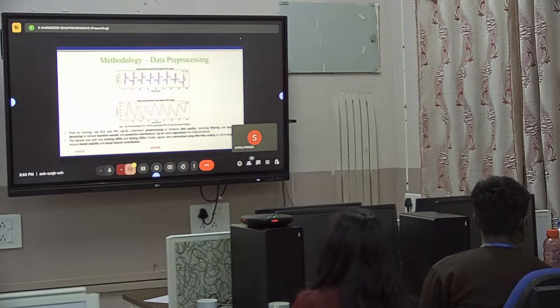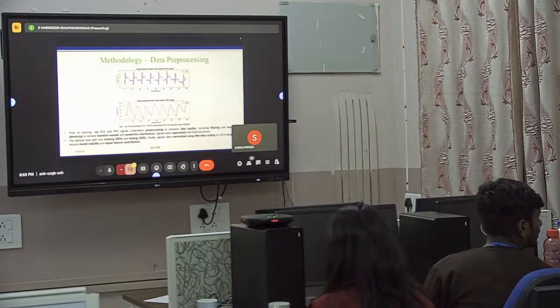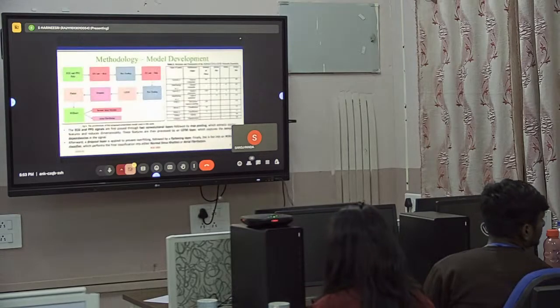And then the data set was split into 80% and 20% for training and testing respectively. We used min-max scaling for normalization so that the values are in the 0 to 1 range, ensuring model stability. And then we move on to the methodology.